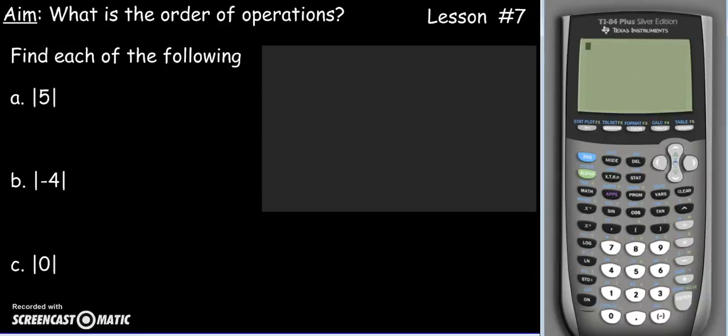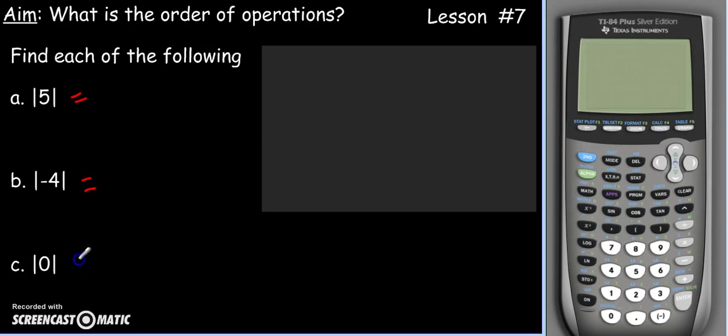Alright, so let's talk about this problem here. It asks us to find each of the following, or evaluate would be another way to say it. This symbol is known as an absolute value, and just in case you don't know what it does, let's use a calculator to do it, and maybe it'll become kind of obvious what it does.